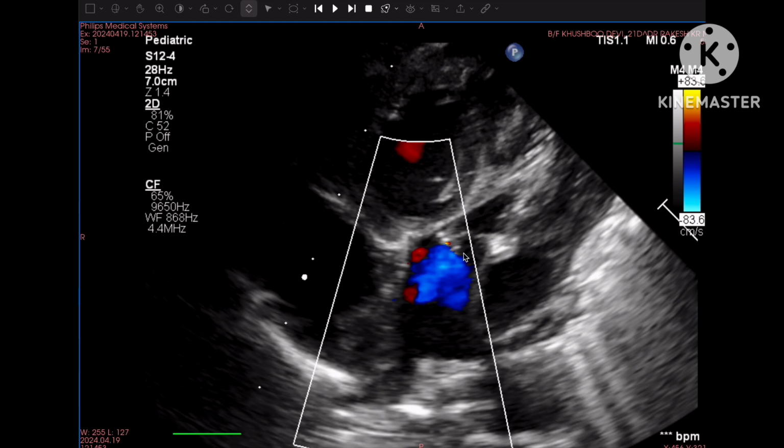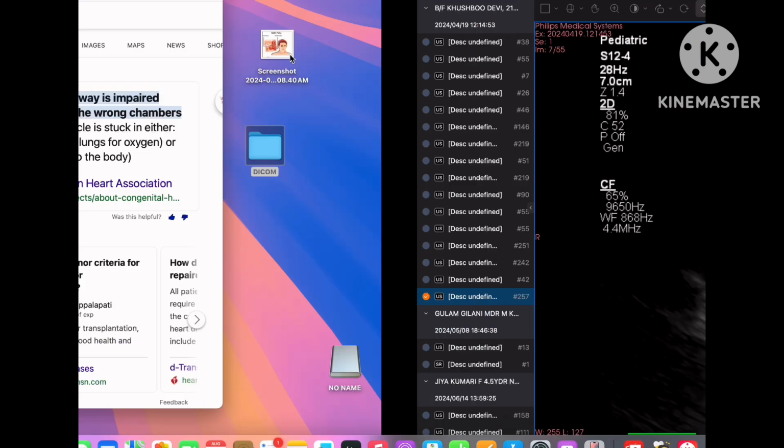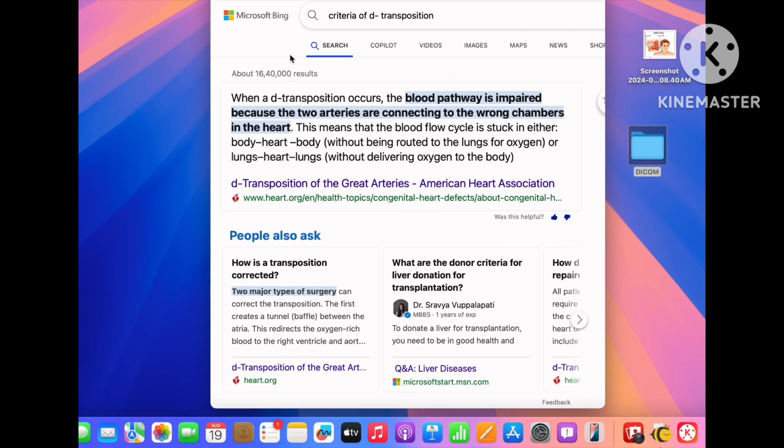This is pulmonary artery. This is not aorta. So left ventricle to pulmonary artery, right ventricle to aorta. Simply, what happens in d-transposition is that blood pathway is impaired because two arteries are connected to the wrong chambers in the heart.